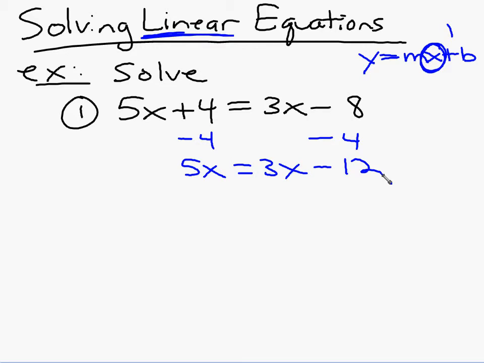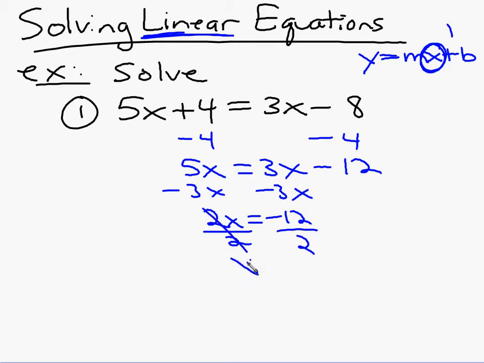Then I would subtract 3x from both sides. So I would have 2x equals negative 12. Divide both sides by 2, just doing opposites like you've done for a couple years. X equals negative 6. I went through that fast because you should be good at that at this point, just to get us warmed up. Let's do another one. Lots of different situations here.